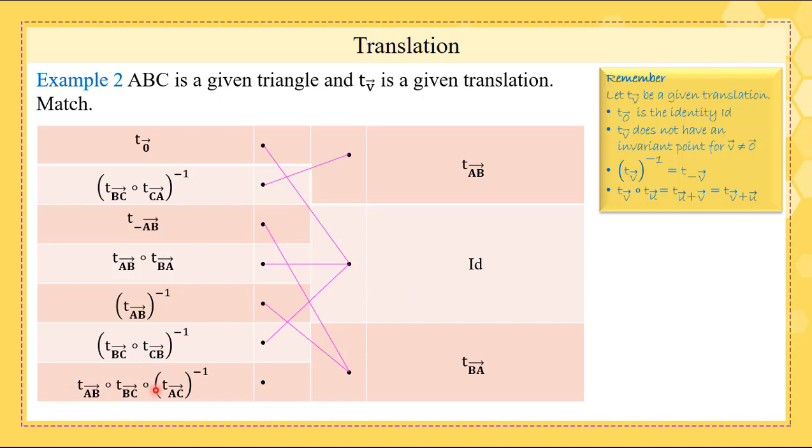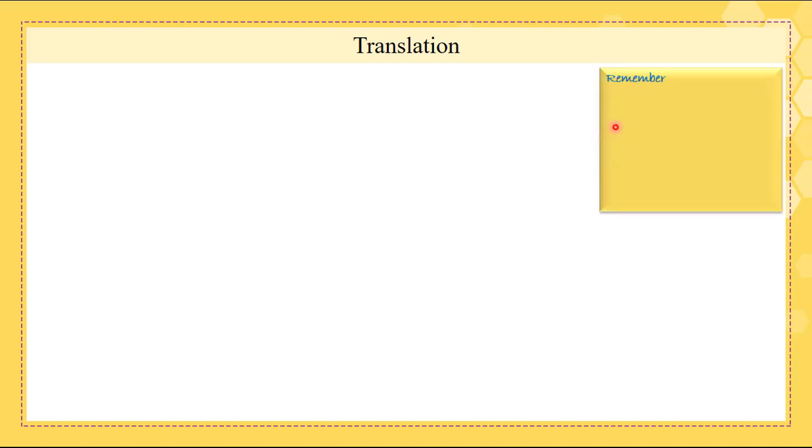Now the last one, let us start with the inverse of the translation by vector AC, which is the translation by vector minus AC. So we have translation round the translation round the translation, which is a translation by the vector AB plus vector BC plus vector CA, which is equal to the translation by vector AA, which is equal to the translation by zero vector. So it's the identity. Now pay attention to these remarks.